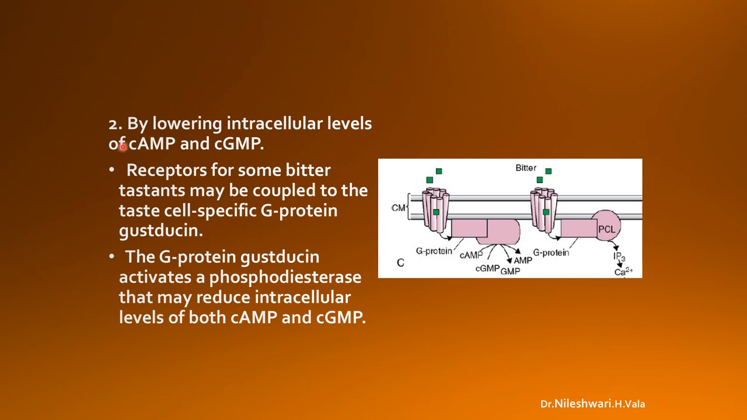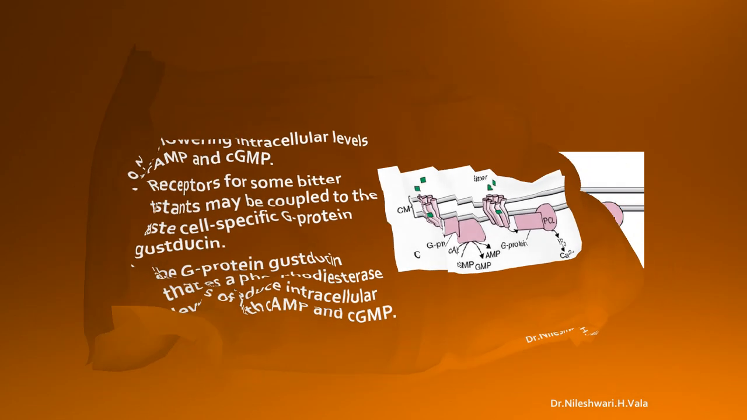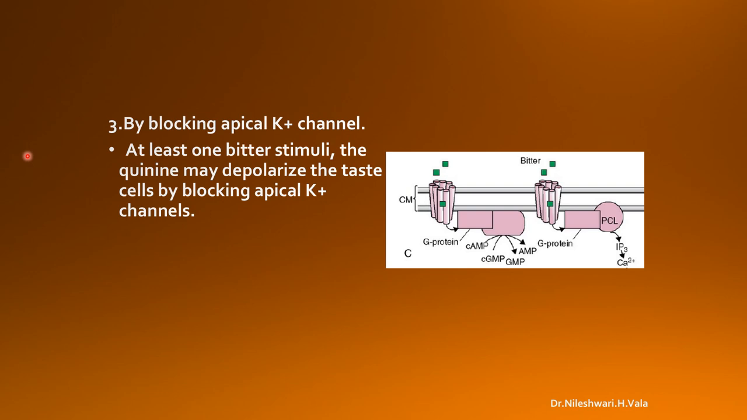Second mechanism, by lowering the intracellular level of cyclic AMP and cyclic GMP. So the receptor for some bitter tastants may be coupled to G protein, and the G protein activates a phosphodiesterase that may reduce intracellular levels of both cyclic AMP and cyclic GMP. Third mechanism is by blocking the potassium channel. So at least one bitter stimulus, quinine, may depolarize the taste cells by blocking the potassium channel.